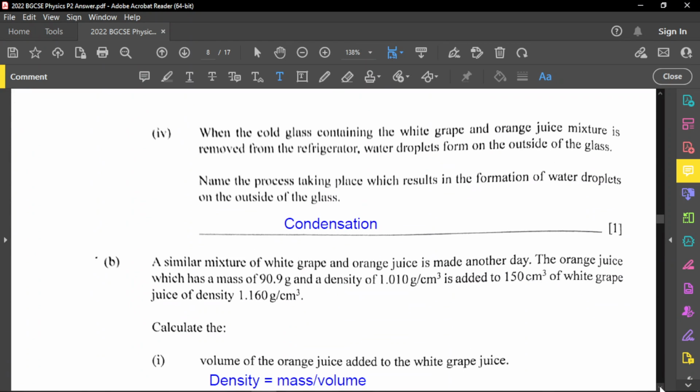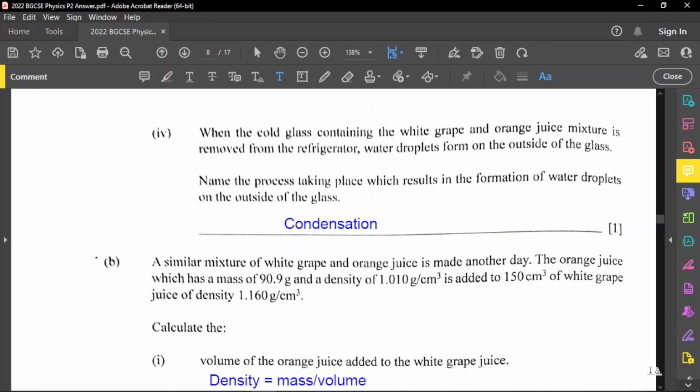All right. And so for part 4, it said when the cold glass containing the white grape and orange juice mixture is removed from the refrigerator, water droplets form on the outside of the glass. A matter of fact, I think this was supposed to read that water droplets on the outside of the glass were seen, something like that. It says name the process taking place which results in the formation of water droplets on the outside of the glass. And this process is called condensation, because in the atmosphere you have gaseous water molecules. You won't see them, but as they go to the glass, they become cooler, and once they become cooler, they condense and turn from gas into liquid.